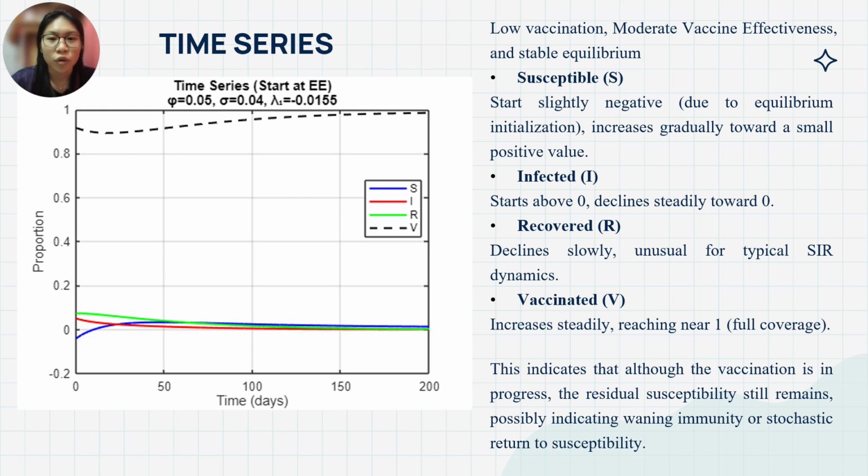To continue controlling the outbreak, the vaccinated proportion increases steadily and nears 1, which is the constant total population size. This indicates that although vaccination is in progress, some residual susceptibility still remains, possibly indicating waning immunity or stochastic return to susceptibility.